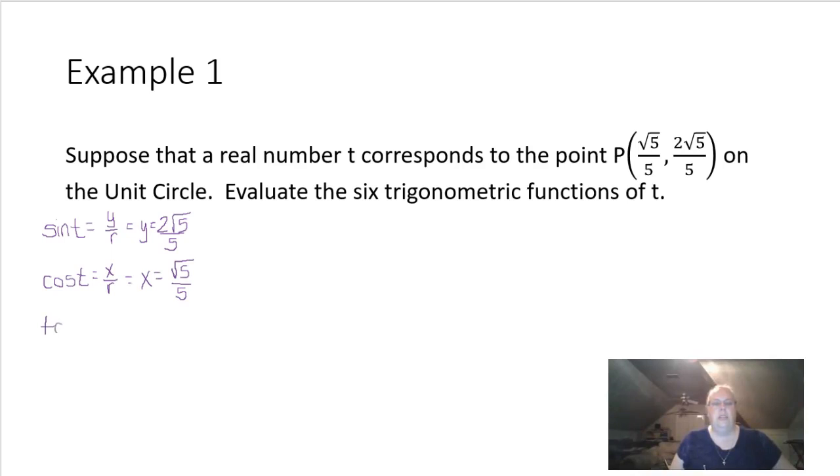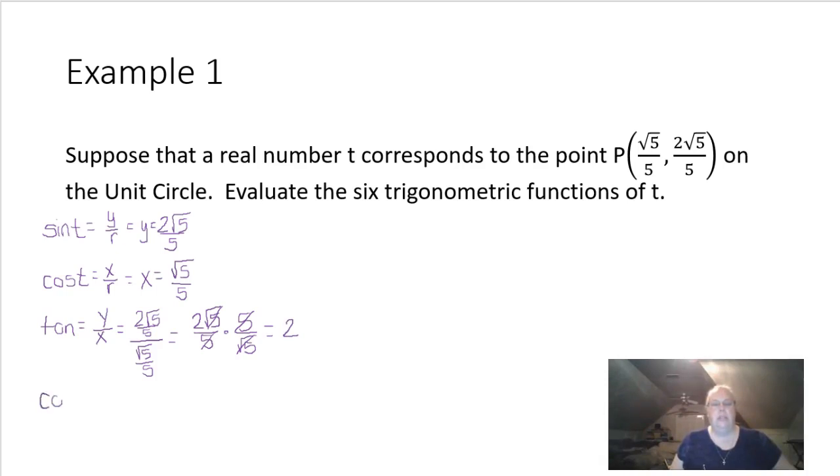The tangent is defined to be the y-coordinate divided by the x-coordinate. Now, in this case, we're looking at 2 square roots of 5 over 5 over the square root of 5 over 5. And when we divide fractions, remember we take the bottom one, invert it, and multiply. So this turns into 2 square roots of 5 over 5 times 5 over the square root of 5. And it looks like our 5s are going to cancel and our square roots of 5 are going to cancel, and we're just going to be left with 2.